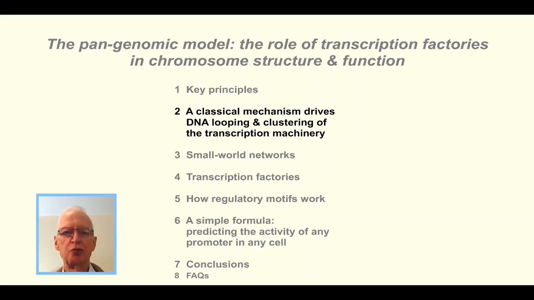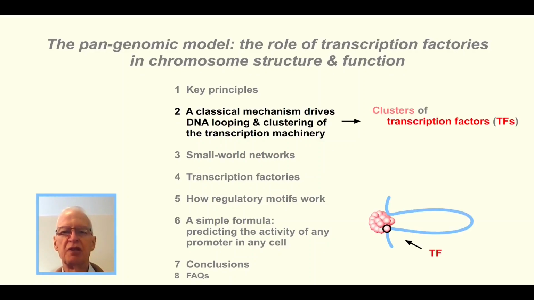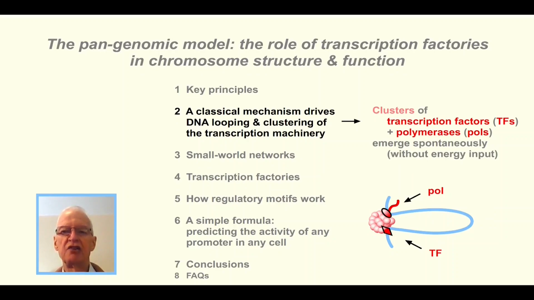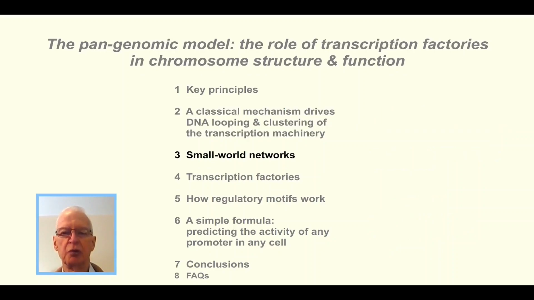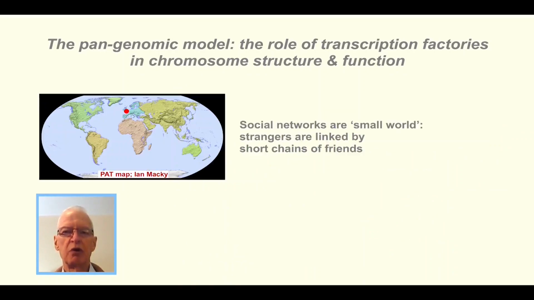In part 2, I suggested the classical mechanism drives DNA looping and clustering. So we have clusters of transcription factors and polymerases that emerge spontaneously without energy input. Additionally, small world networks also do so. Social networks are small world.